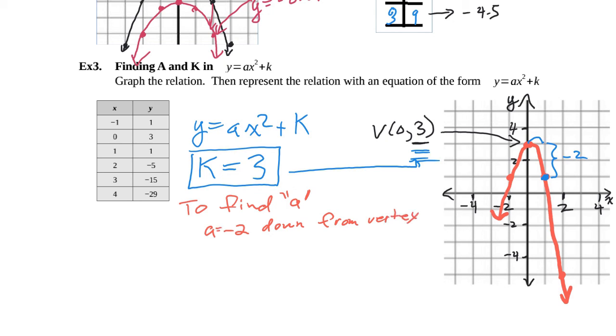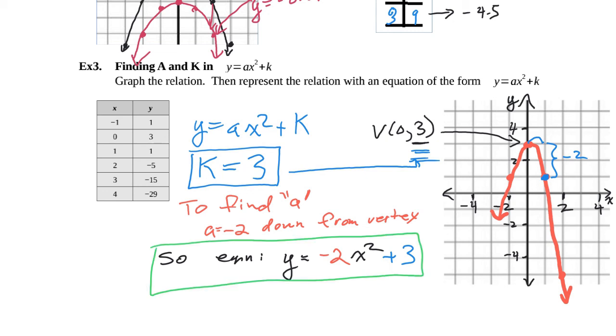So a is equal to minus 2. So the final equation is y is equal to negative 2x squared. I'll actually be nice about this, I'll color code it. Negative 2x squared plus 3. And there is our answer for our final graph. And there we go.